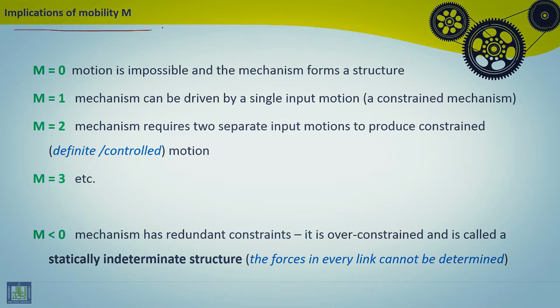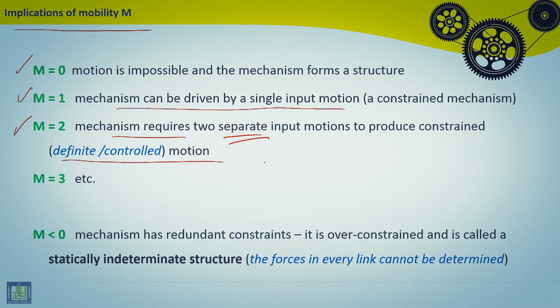Implication of mobility M. If M equals 0, so the motion is impossible, no motion, and the mechanism forms a structure. If it is equal 1, mechanism can be driven by a single input motion. It is called constrained mechanism. So here it can be driven by rotary input or translation input. If M equals 2, so the mechanism requires 2 separate input motions to produce constrained, that means defined or controlled motion, and etc.